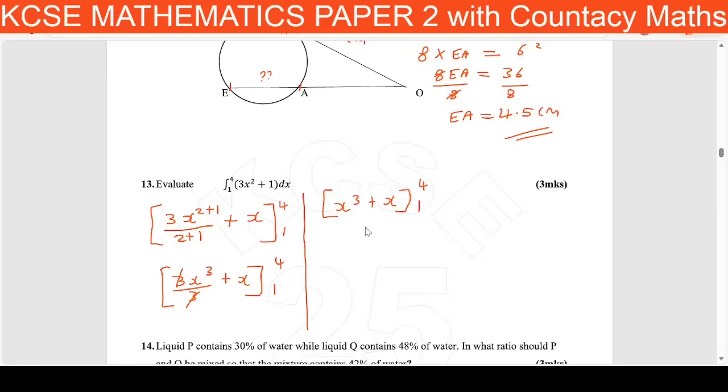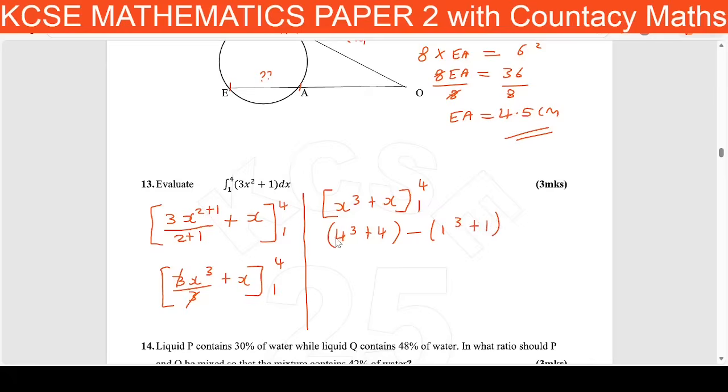So simply what we get from this is that we substitute 4 inside to get 4 to power 3 plus 4, and then we put a minus. We now substitute 1 inside. Where we have an x, we put a 1. So here we get 1 to power 3 plus 1, like that.